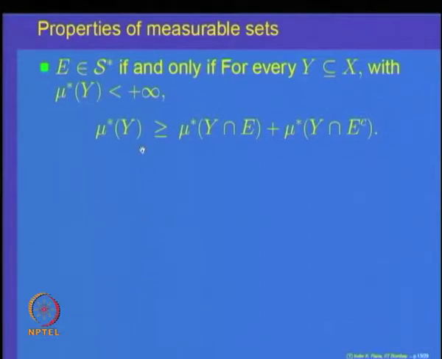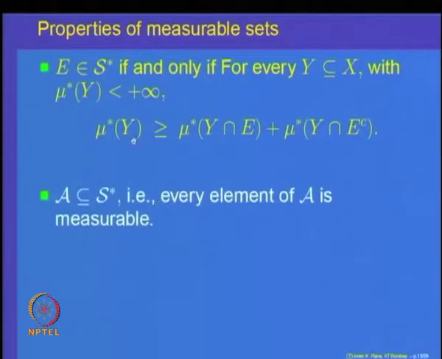So, we are going to now understand the properties of this class S star. What are the properties of this collection of measurable sets? The first observation is that every set in the given algebra is measurable. That means, if A belongs to the algebra, then this condition is always going to be true. So, let us verify that.